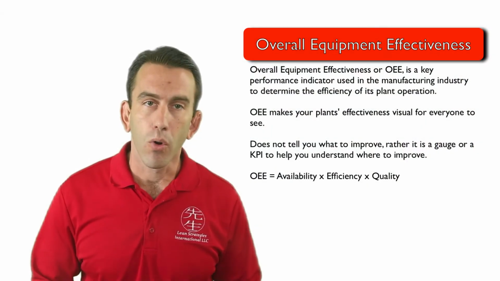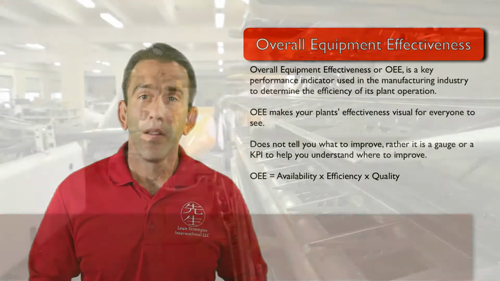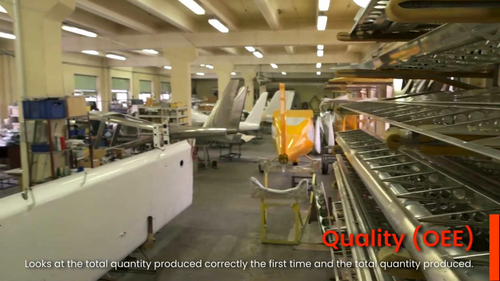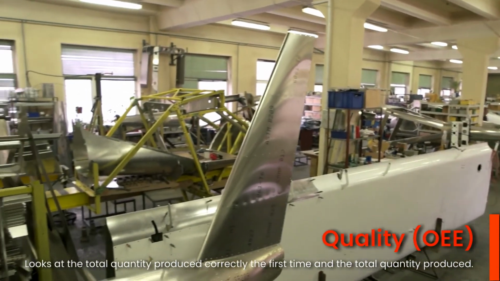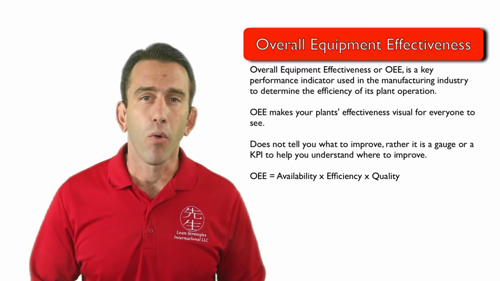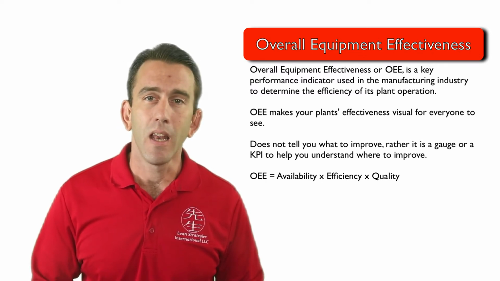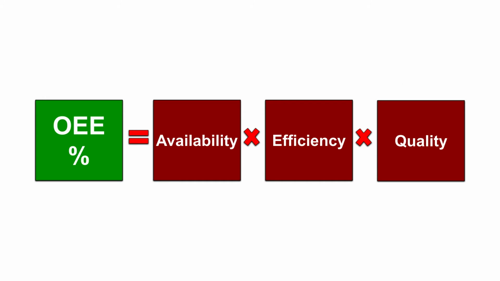The final category that OEE looks at is quality. This measure looks at the total quantity produced correctly the first time and the total quantity produced. This measure helps reveal abnormalities and forms of waste that may be hidden from plain sight. Combined, these three categories help calculate the OEE percentage that is used as a gauge.